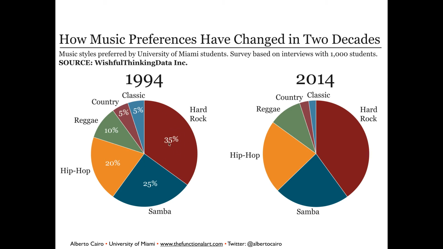So you get more than a third of the students, 35%, who chose hard rock, 25% chose samba, 20% chose hip hop, 10% chose reggae, and then country and classic music over here. And then you conduct the same survey in 2014 and you get these other results. And you may be asking, why are you hiding the numbers here? Well, the reason why I'm doing that is that I explained this before in the video.